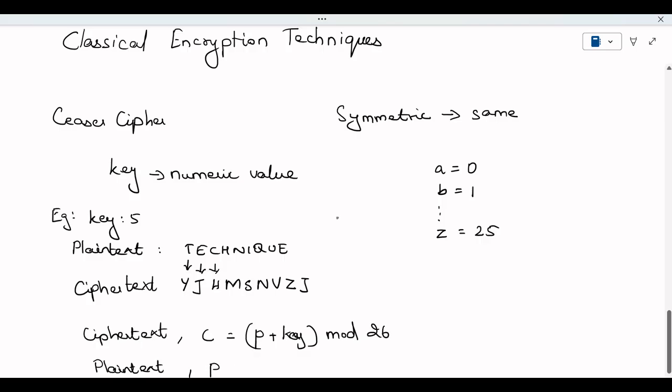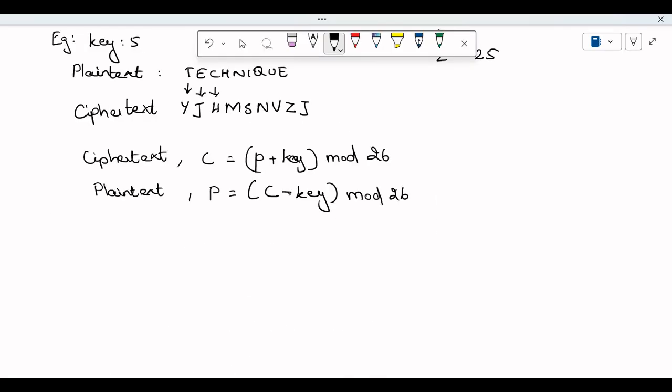P is equal to ciphertext minus character of the ciphertext minus numeric value key mod 26. So encryption is nothing but converting the plain text to its equivalent ciphertext, and decryption is converting the ciphertext to its equivalent plain text. Alright, so that's it with the Caesar cipher. Now we are going to discuss the Playfair cipher.